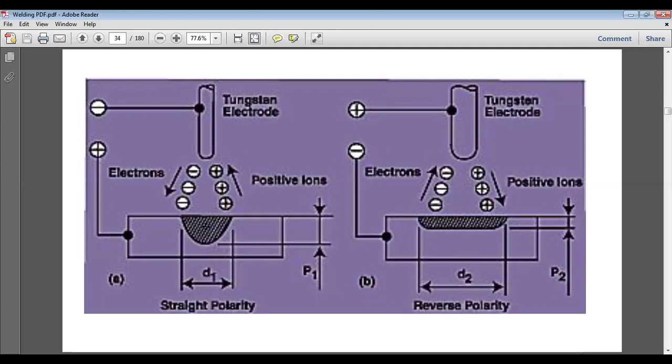So this way, the heat penetration is high, but the dia of the pool is less. Whereas in case of reverse polarity, the depth of penetration is less and the dia of the pool is high. So straight polarity or direct polarity has more concentrated heat penetration power and less area is covered, whereas reverse polarity has less depth and cannot penetrate as much as straight polarity, and it has a high dia of weld pool.